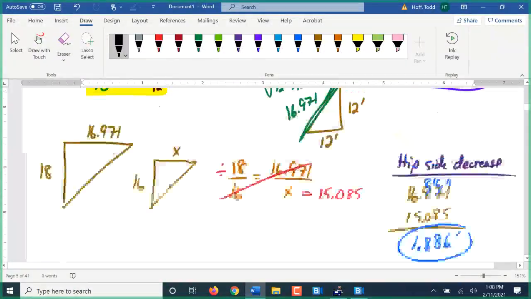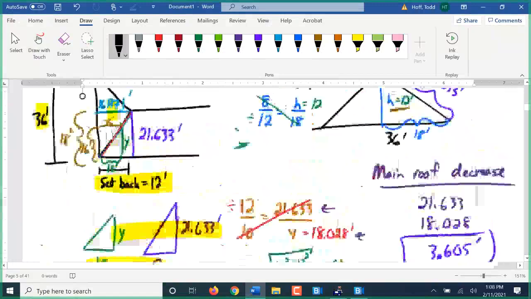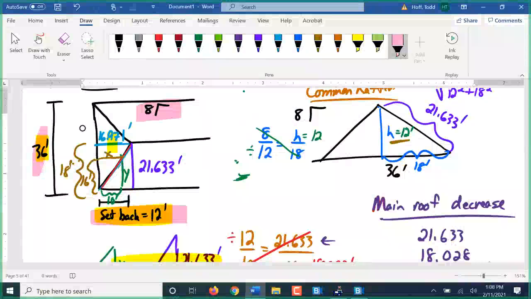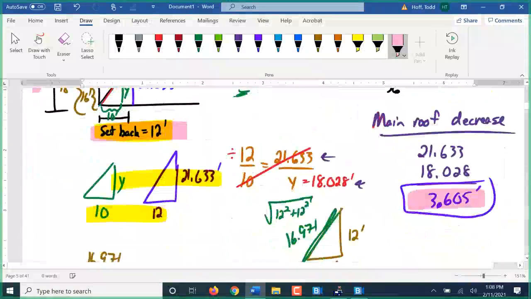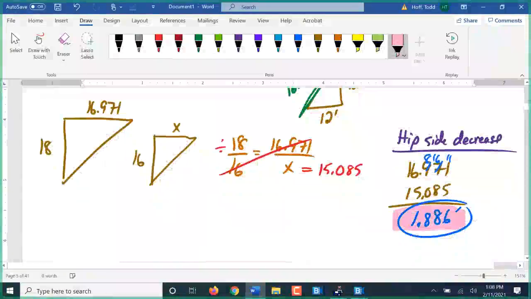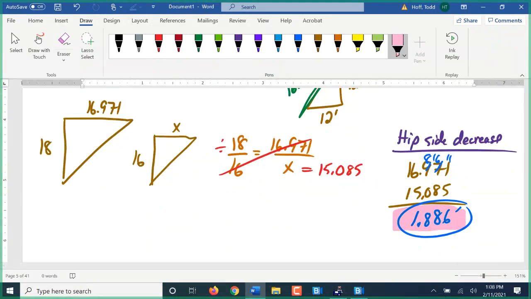So that was an unconventional hip where I gave you the slope of the main roof, the setback, and the span. And we were able to find the decrease. And notice because they were different slopes, there's a different decrease on the main roof side and the hip roof side. If they're both the same slope, that decrease would be the same on both sides.